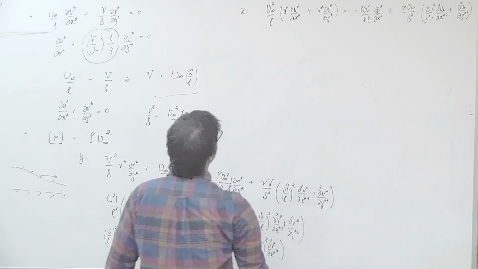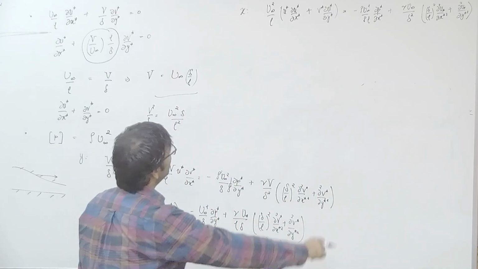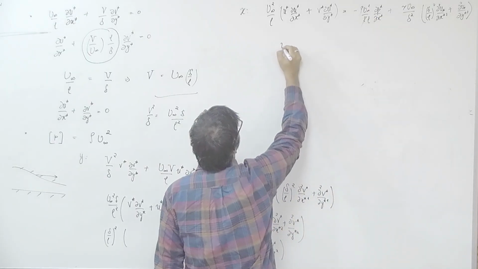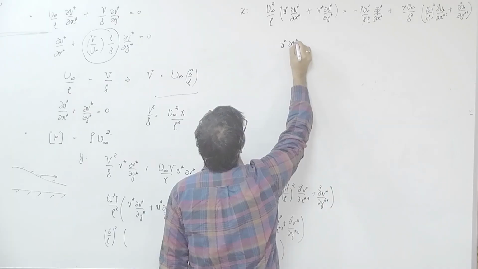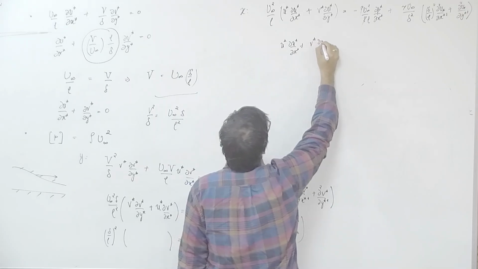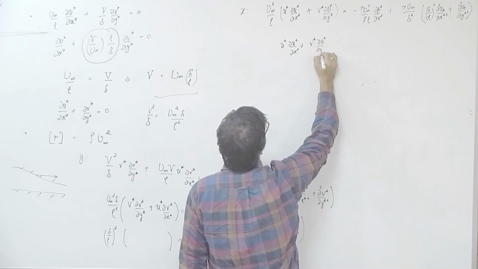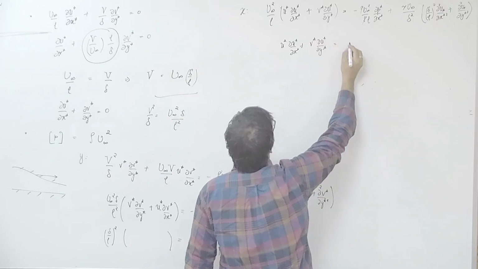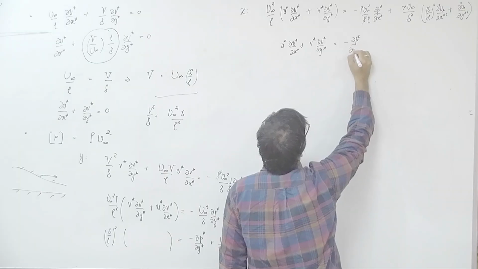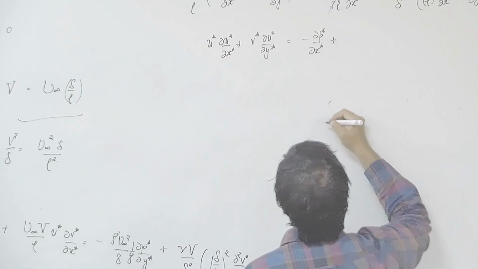Okay, so let us divide this whole equation by u infinity square by L. Rho cancels out here, so we will get u star del u star over del x star plus v star del u star over del y star equals minus del p star over del x star. And now what do we get here?